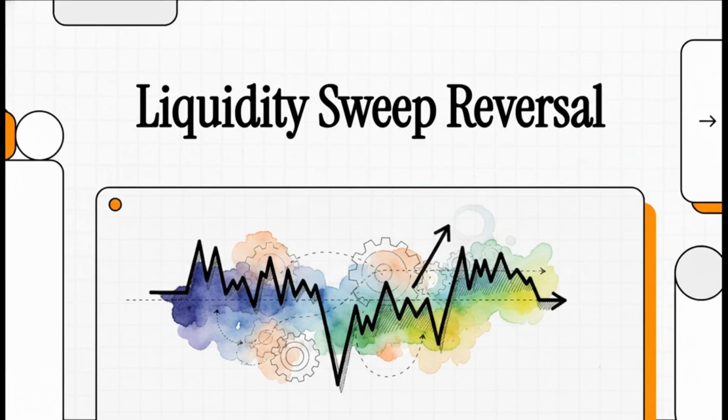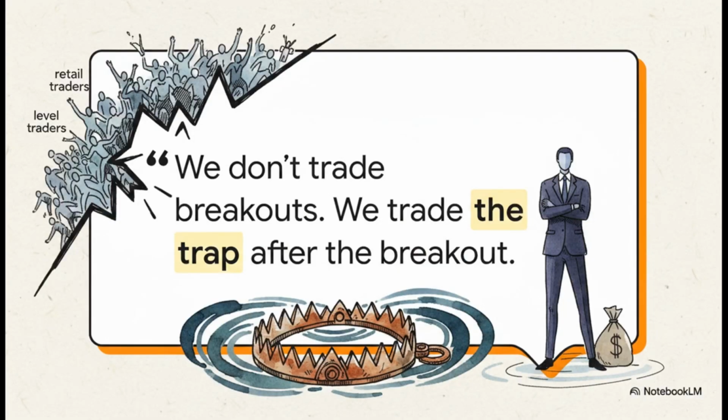does what it does. The very first mindset shift you need to make today: realizing that true professionals literally wait for the trap to spring before committing a single dime of capital. We do not trade breakouts. We trade the trap after the breakout. Look, retail traders see a key level break, and they just blindly jump in out of FOMO. But smart money, they see that exact same level break as the perfect opportunity to set a trap.